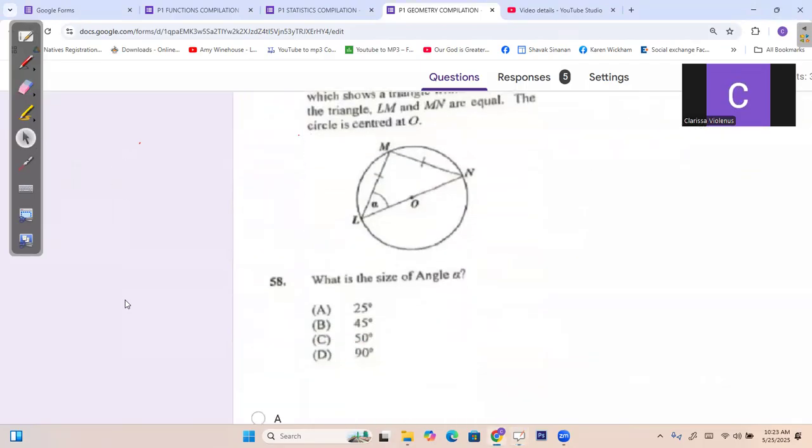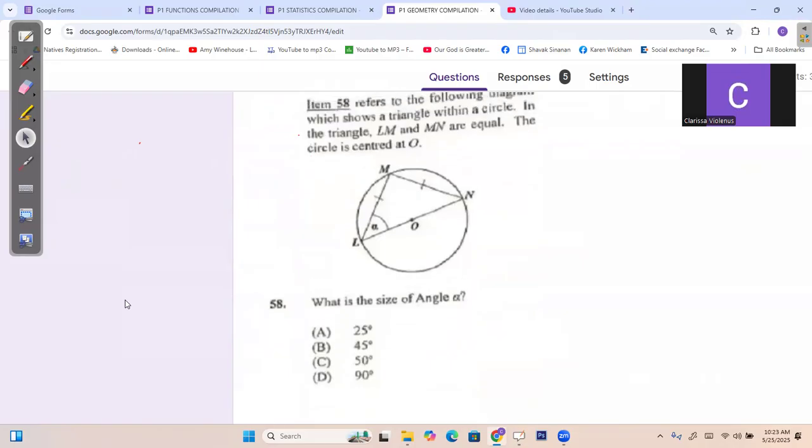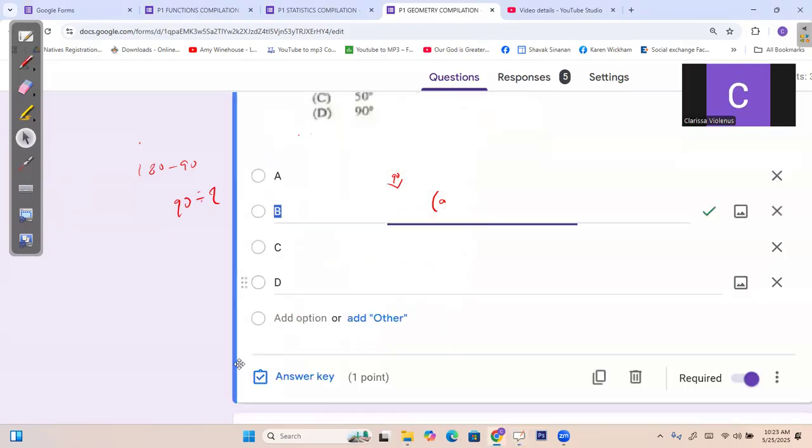Here we have a diameter. So this is an isosceles triangle. That means this angle is equal to this angle. But we know this angle is what? 90 degrees. So if this is 90, for these two we say 180 minus 90 is 90. And then we divide by 2 since these two are equal, so there's 45. So the answer is B.